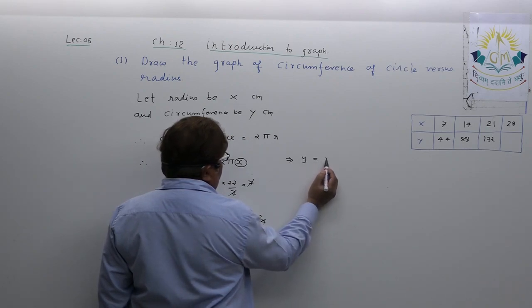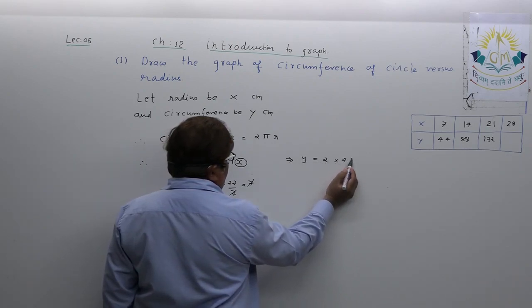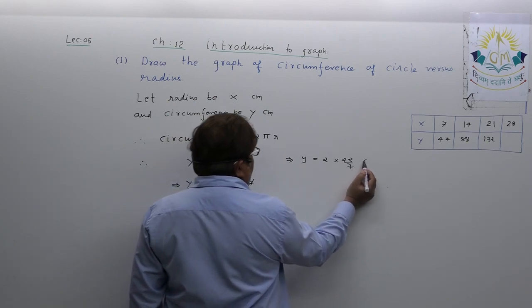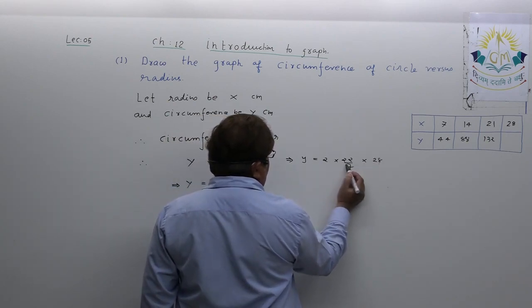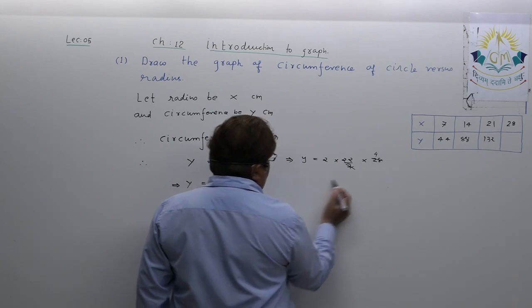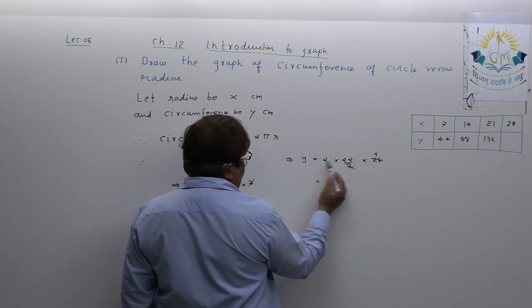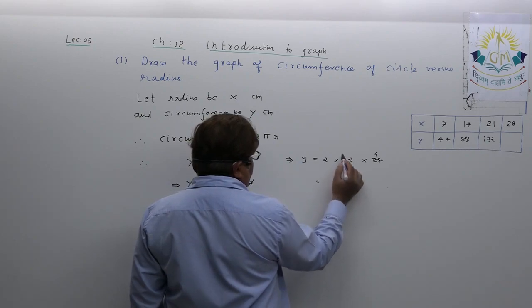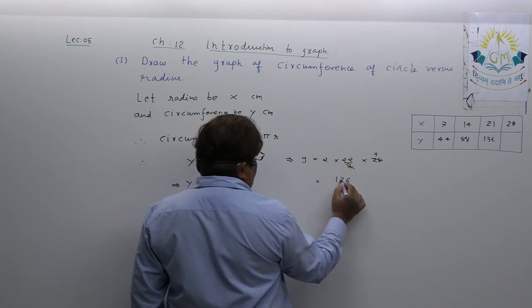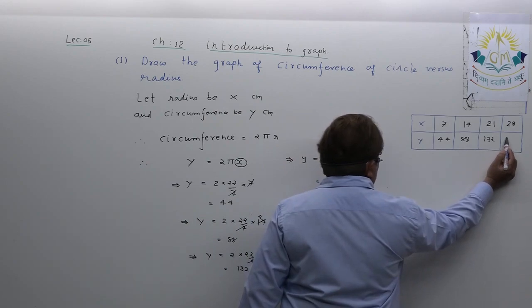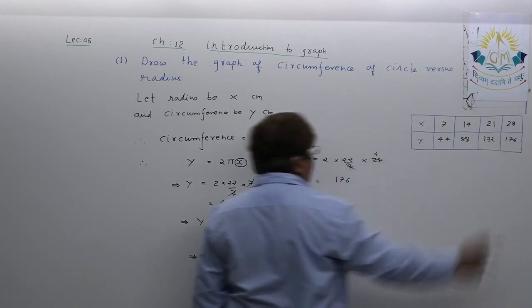Now also one more value left. Again y equal to 2 into 22 upon 7 into 28. Just cancel, 4 2 ja 8. Multiply 8 with this, 8 2 ja 16, 8 2 ja 16, 176. Okay.